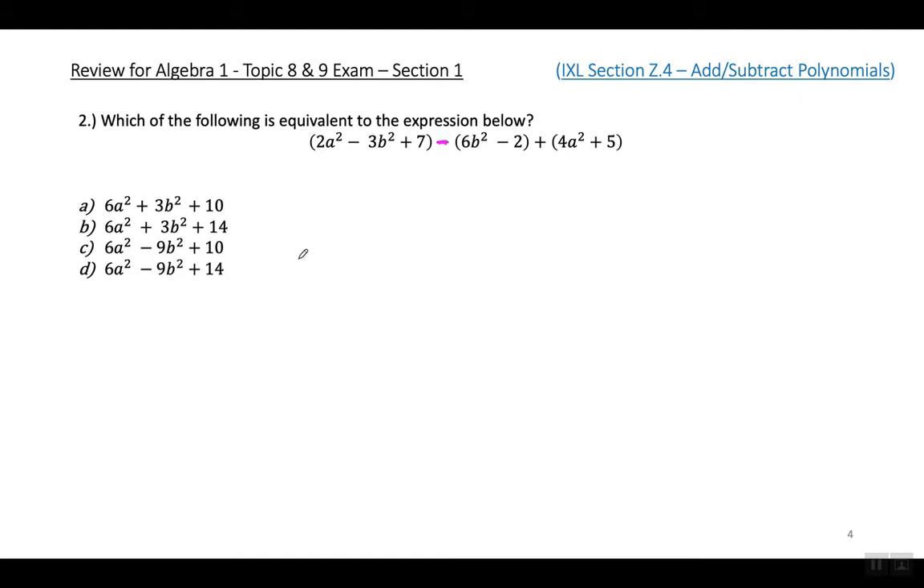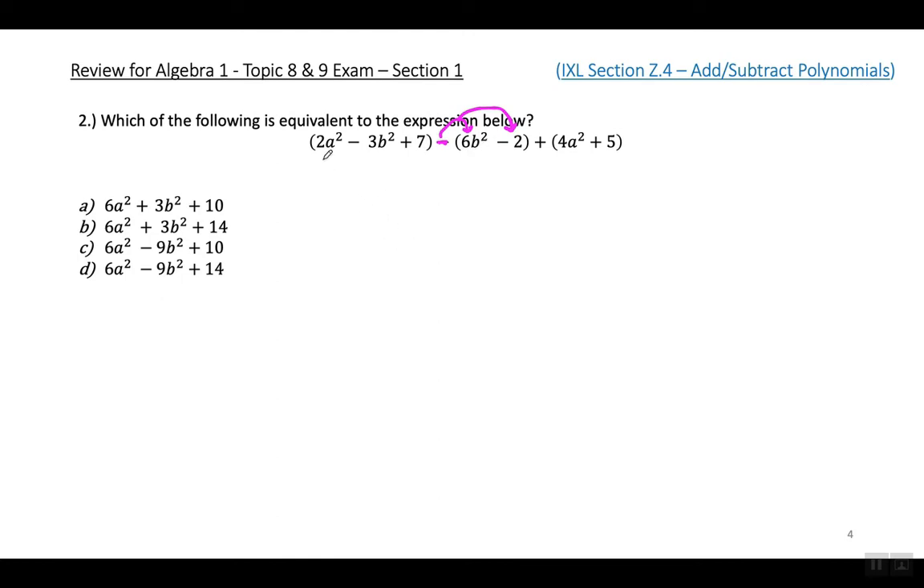The people who get it wrong, who actually try to do it, get it wrong because they forget to distribute that minus sign to this term, the negative 2. You have to make sure to distribute that minus sign to the negative 2, not just the 6b squared. All right, that is what you have to watch out for.